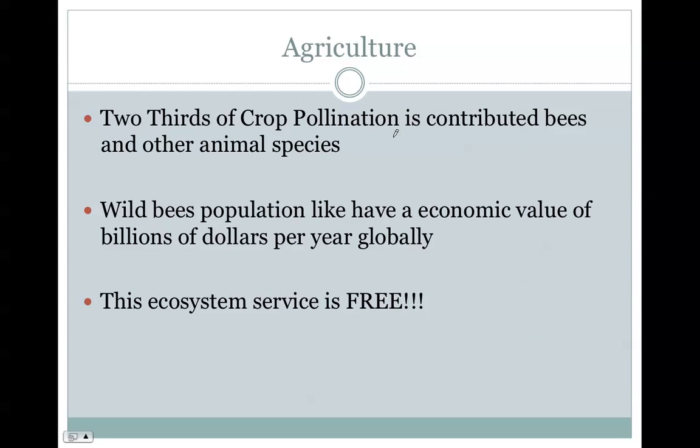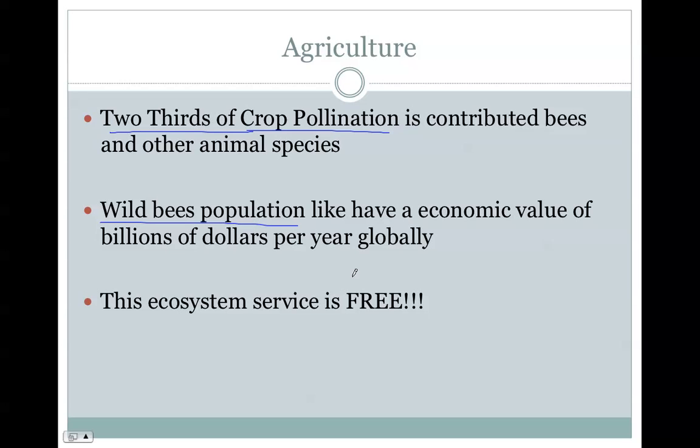Two-thirds of our crop pollination is contributed by bees and other animal species. So insects are quite important for crop pollination. In order for you to have that tomato on your table, you must have a bumblebee pollinating that tomato flower, right? Otherwise, there is no tomato in your salad. So you can think of it as two-thirds of your plate at dinner being contributed by insects pollinating these flowers. Wild bees, which are a great interest of mine, there are many.